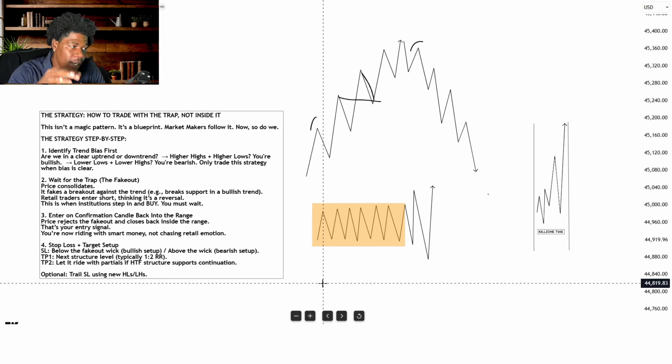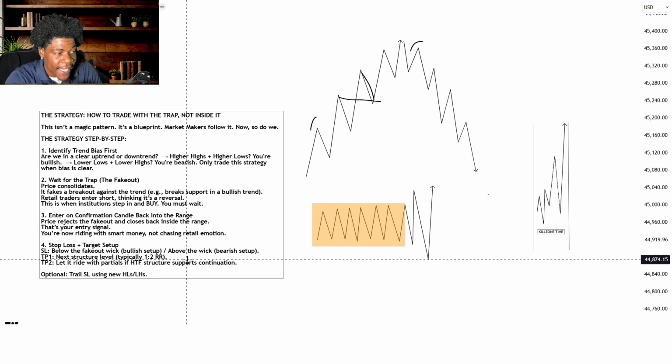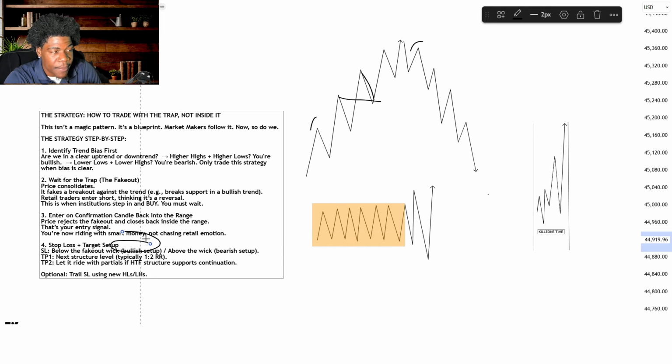Number 4 is we set our stop loss and our target setup. Your stop loss is below the fake out wick. This right here is the bullish setup, and above the wick for a bearish setup.